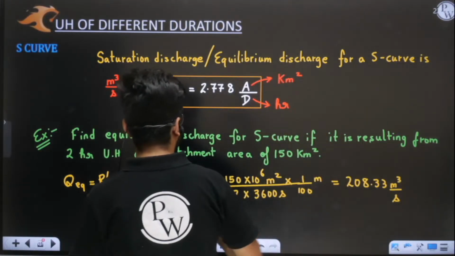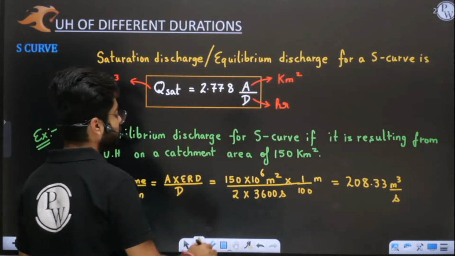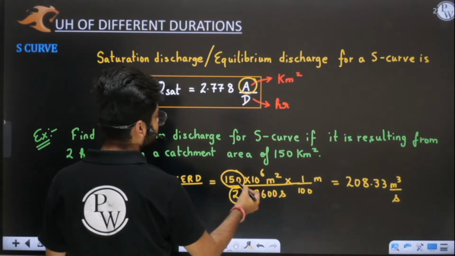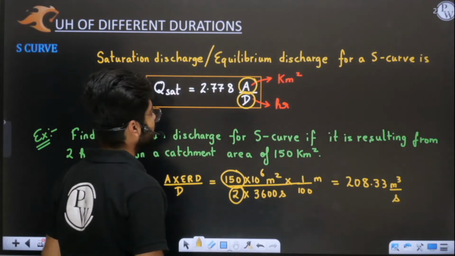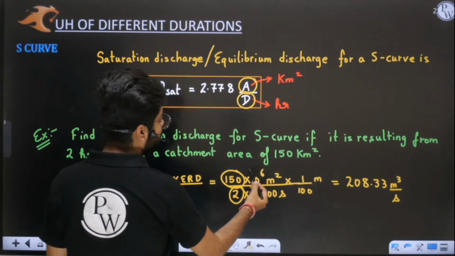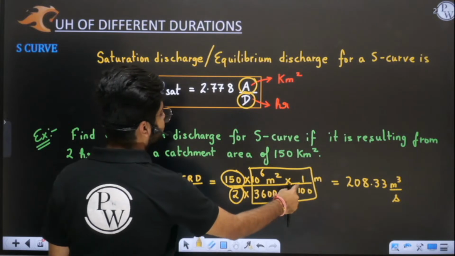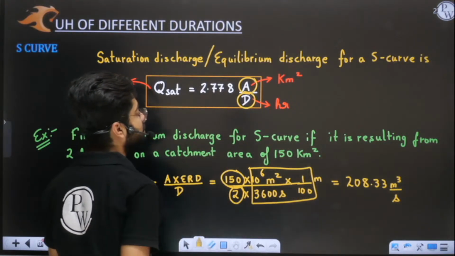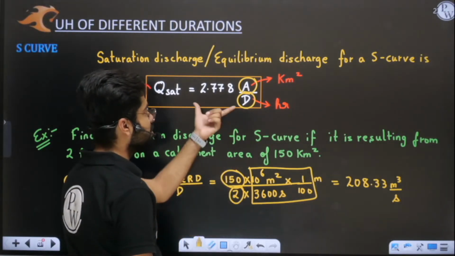Now, sir, we can convert the units. But one thing we need to understand. This is the area, this is the duration in hours. So how has this 2.778 come about? These are only conversion factors. If you multiply this 10 power 6 and divide by 100 and divide by 3600, this value will be equal to 2.778. So if you can convert, you can convert it. If you don't want to convert, simply follow this formula.